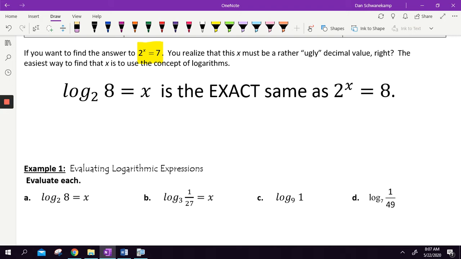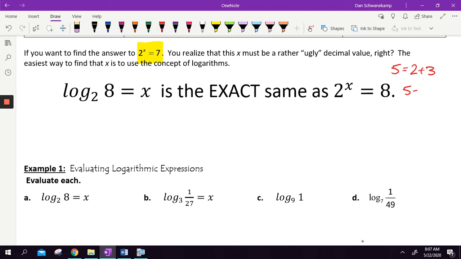All right, so a reminder, log base 2 of 8 is equal to x is the same thing as 2 to the x power is equal to 8. Remember, that's just like 5 is equal to 2 plus 3, or 5 minus 2 equals 3. Two different ways of writing it, but they're the same number family.